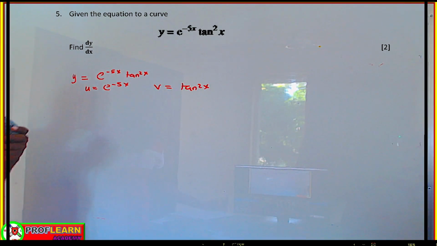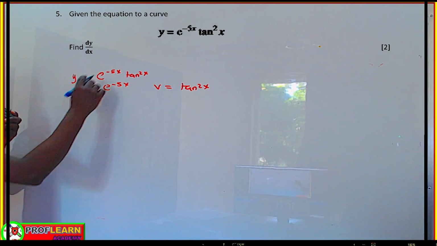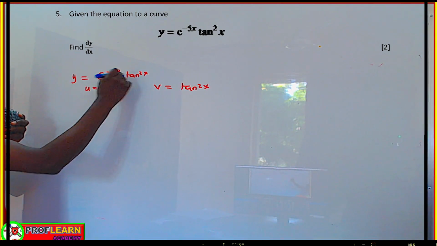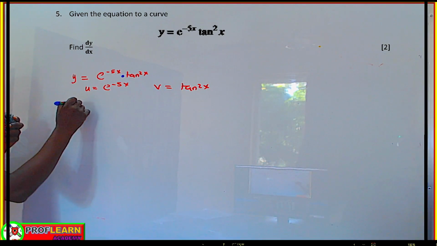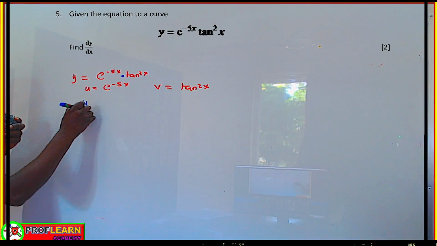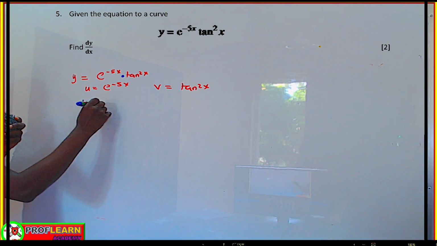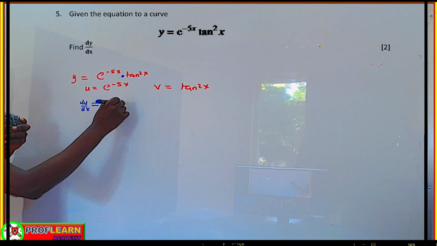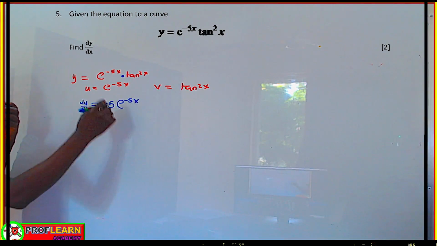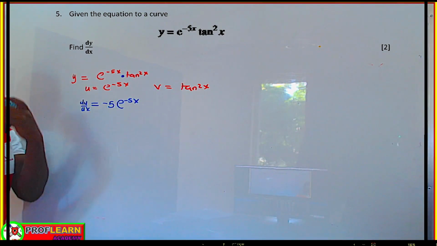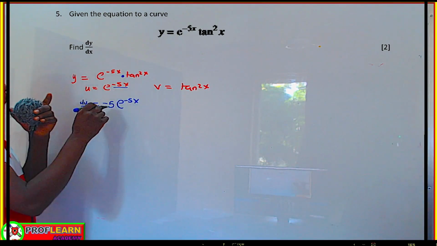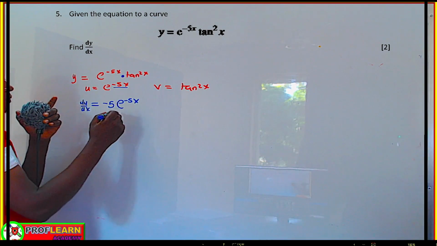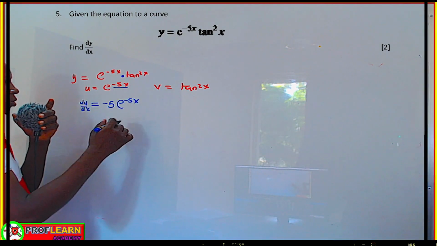So how do you differentiate? Because we're going to use product rule, and the reason is these are two functions multiplied. So we are going to say our du/dx is going to be negative 5 e to negative 5x. We said if you are differentiating an exponent, you differentiate the top, you bring it behind the exponent, and then you write the exponent the way it was given.